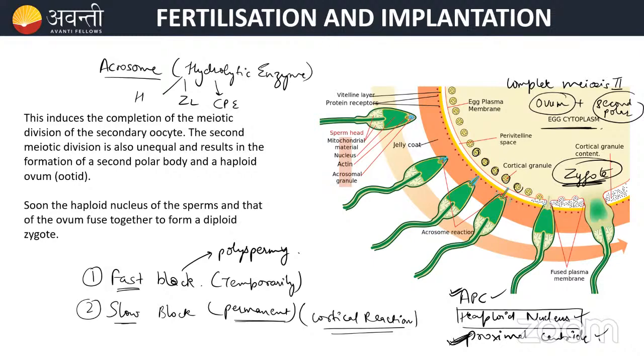Remember, the sperm carries two centrioles, distal and proximal. The distal centriole is involved in tail formation. The proximal centriole is the one involved in the cleavage or mitotic division of the zygote.